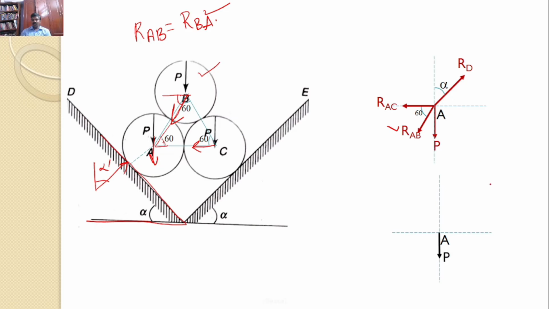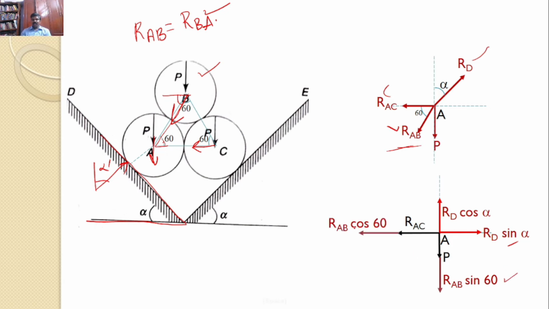Let us resolve all these forces along x-axis, y-axis. Force P, and the vertical component of RD is RD cos alpha, horizontal component is RD sin alpha, and RAC is already horizontal, you need not resolve. RAB vertical component is RAB sin 60, horizontal component is RAB cos 60. Now let us take sigma Fy equals 0 because there are only three forces.